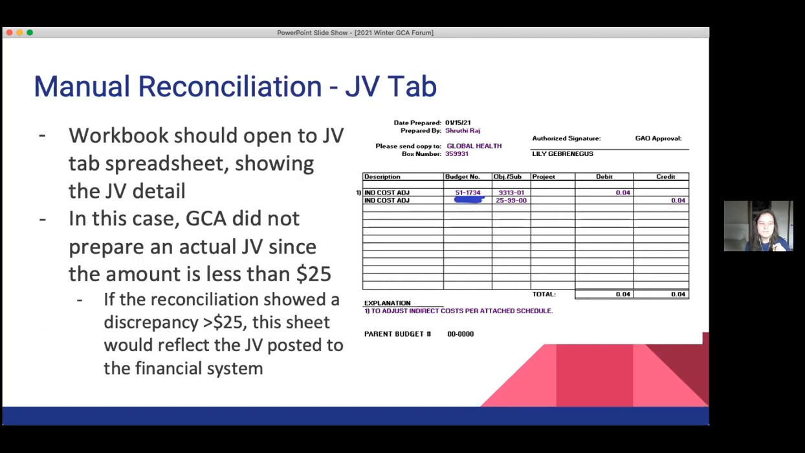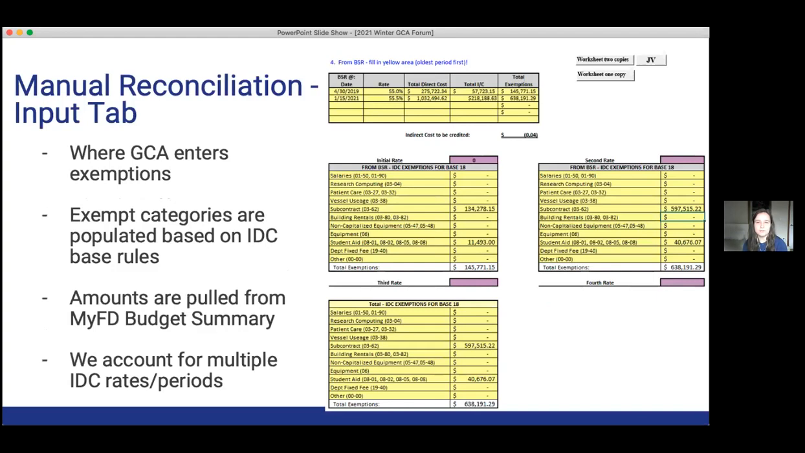So when you open the reconciliation file, it should open to the JV tab showing the JV detail. In this case, since the discrepancy was less than $25, GCA did not process an actual JV. Another tab in the workbook is the input tab. This is where we enter information about the budget and the exemption so we can calculate the correct amount of IDC. This is an example of a budget that's base 18.